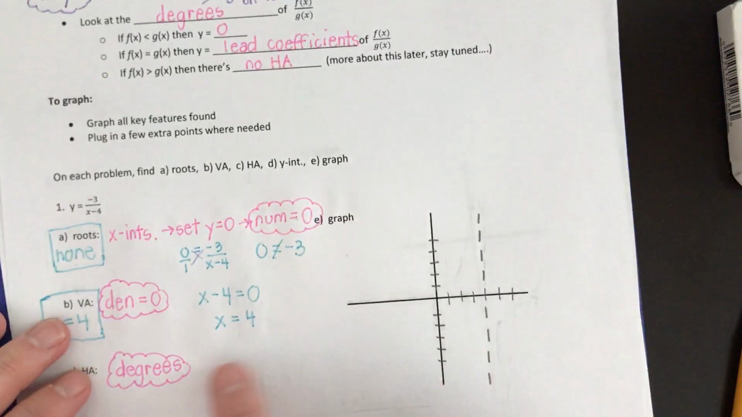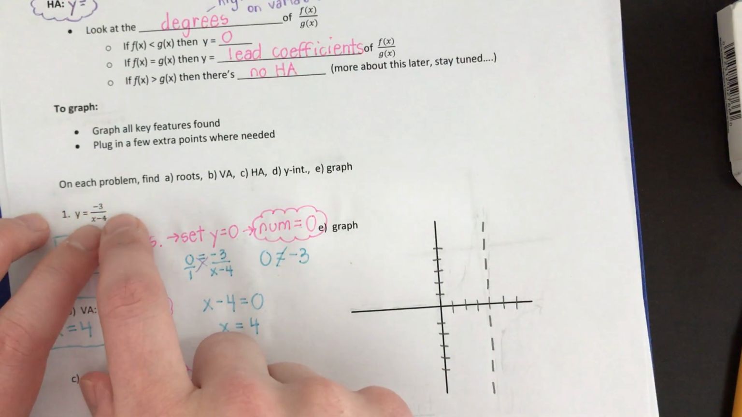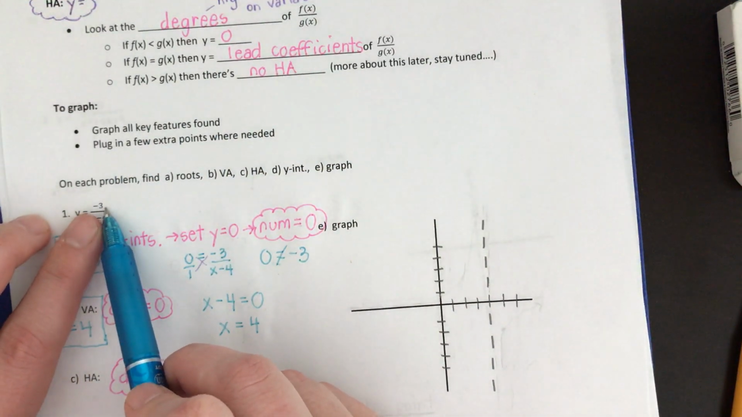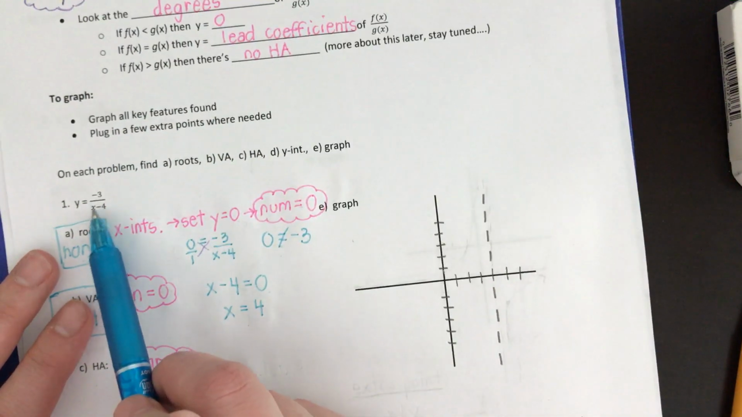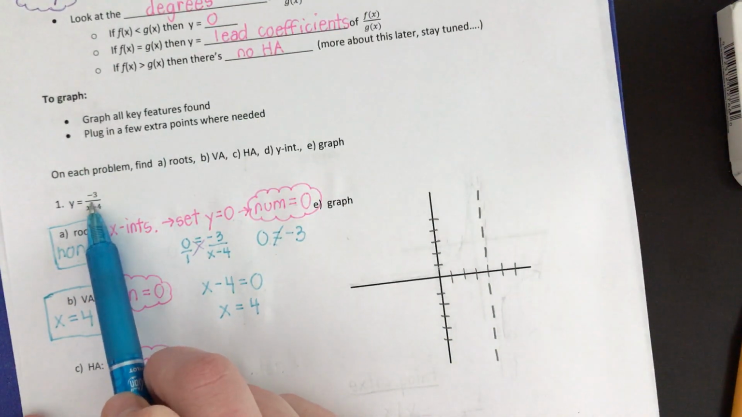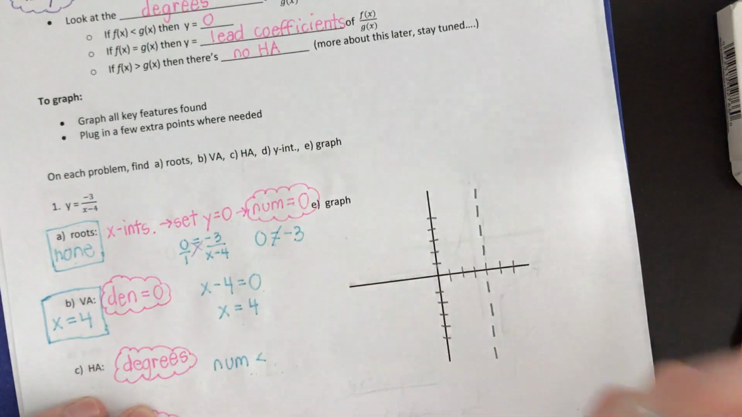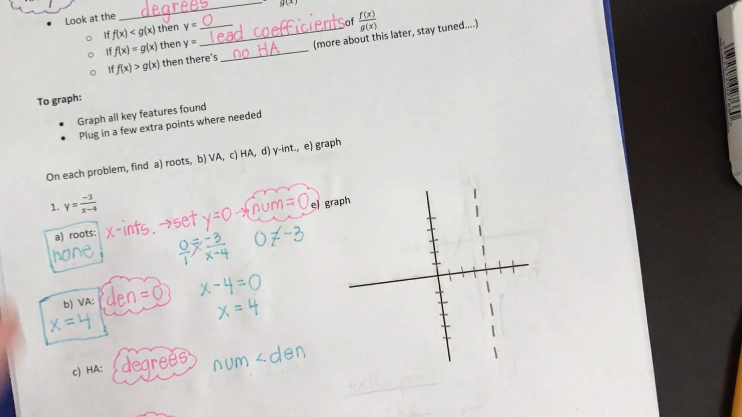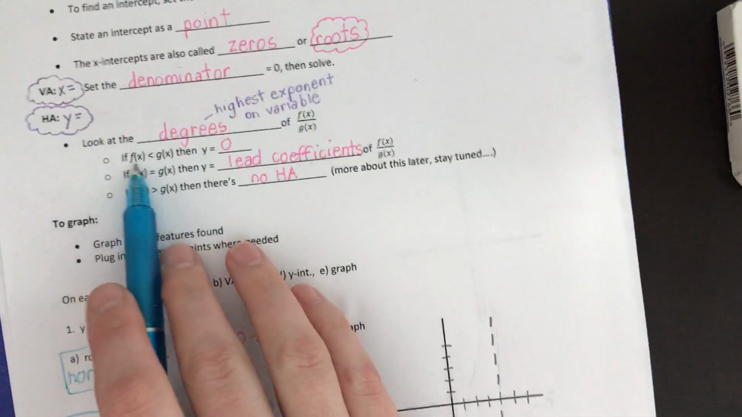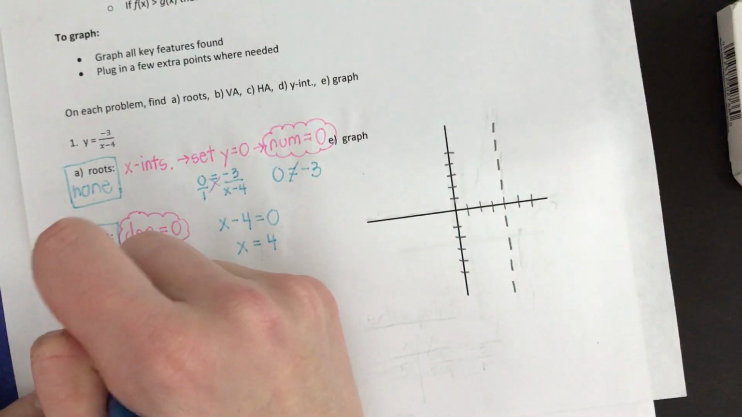So remember, I'm using this chart here. I want to know, are the degrees of the numerator and the denominator equal? Is one bigger than the other? Remember I said earlier, if there's no variable, then the degree is 0. Here, my degree is 1. My highest exponent on a variable, the only variable I have, is 1. So that means my numerator degree is less than my denominator degree, right? 0 is definitely less than 1. So the numerator is less than the denominator, so y equals 0, just as we expected for many reasons.